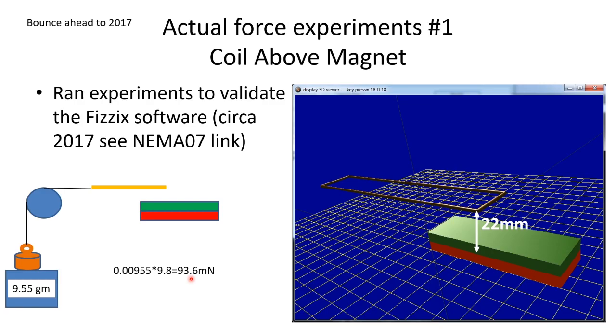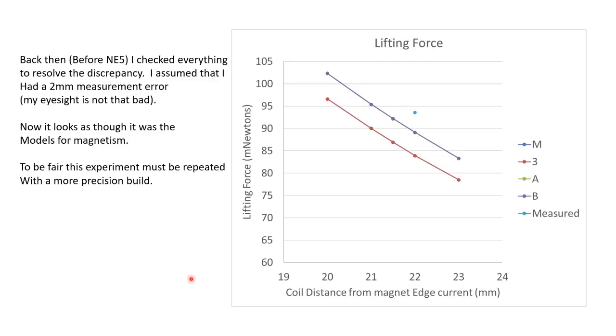Now, when I originally ran this experiment back in 2017, this was before New Electromagnetism version 5. And as you can see, New Electromagnetism version 3 was way off the mark. It's far enough off that I can say this is not a measurement error. Something was wrong. And the only thing I could come up with back then, because I did not know New Electromagnetism version 5, is that maybe the string stretched, and as it got closer, the force increased. But this is almost a 2 millimeter measurement error. There's no way my eyesight's that bad.